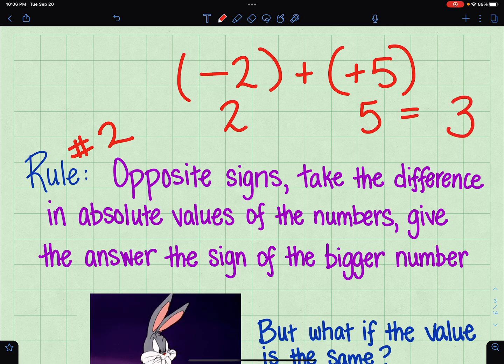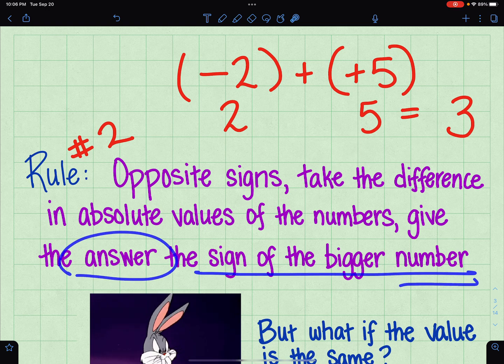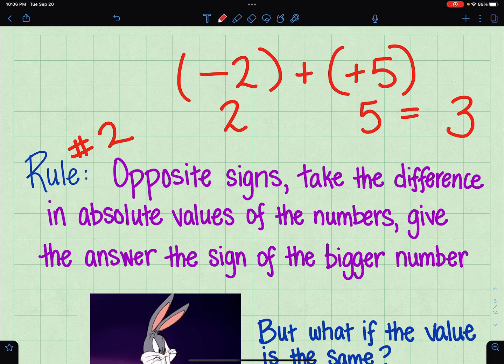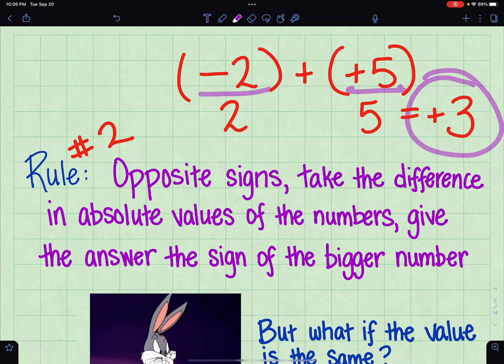And then what sign does the answer have? The sign of the answer is the sign of the bigger number. So the bigger number that we started out with was positive 5. So this is going to be positive 3. So that's kind of cool because I don't even have to really think about the problem in terms of a number line. I can just do negative 2 plus 5. They have different signs. I'm going to take the difference of their absolute values, which is 3, and then I'm going to give it the sign of the bigger number.